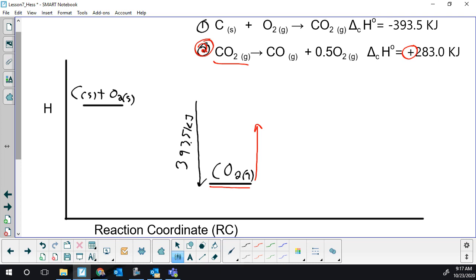To draw this, I have to notice, okay, that's not as much in magnitude as I went down. So I don't want to go up as much. I want to go up 283.0 kilojoules. Okay. I've not done this to scale. The bigger arrow is bigger, the smaller arrow is smaller, but I didn't scale them. And that's where we got carbon monoxide plus half a unit of O2 gas.